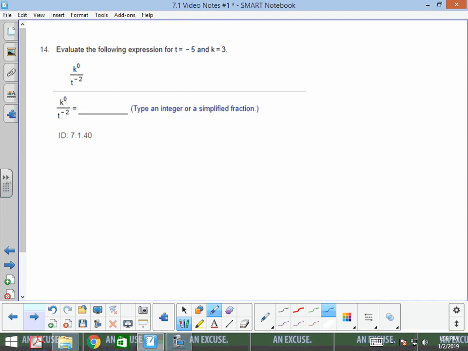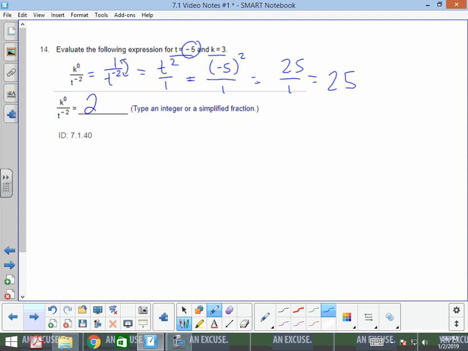All right, number 14. First of all, it does say evaluate t equals -5 and k equals 3. But notice that k is to the 0 power, so that is already a 1. I don't have to worry about putting 3 in for k. Now I'm going to exchange places with the 1, so the t to the -2 goes to the top. And t, I'm going to take t out, put parentheses. The exponent 2 is on the outside, and I'm going to put -5 in the parentheses. So -5, the second power, is positive 25 over 1, which is simplified to positive 25. So we want an integer or a simplified fraction.